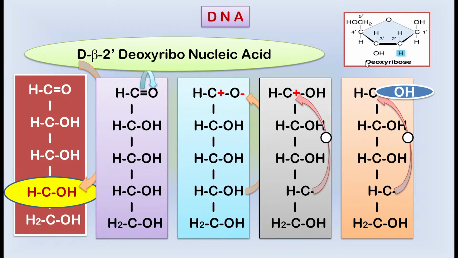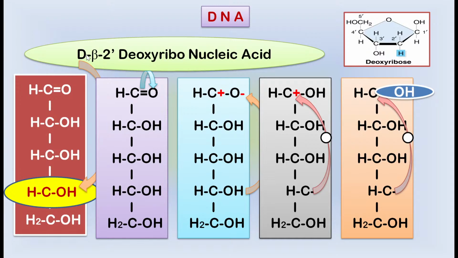In DNA, the ribose's second position OH group isn't present; only H is present. Oxygen is absent. That's why it is deoxy. Where the deoxy condition exists, it is only at the 2' position. That's why it is 2' deoxyribonucleic acid. So this is the full form of DNA: D beta 2' deoxyribonucleic acid.